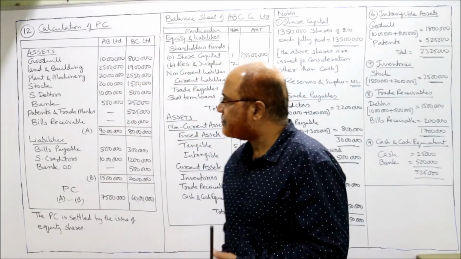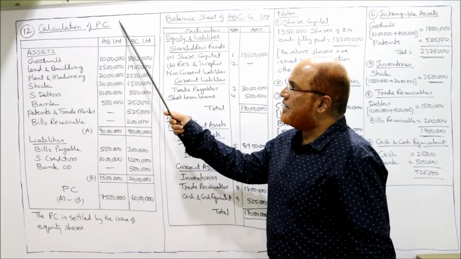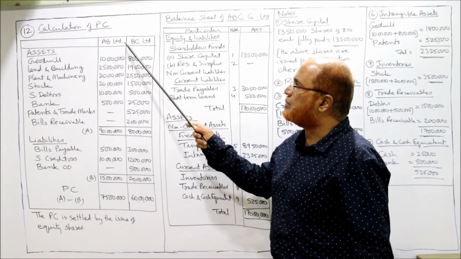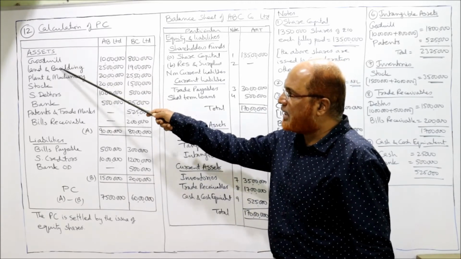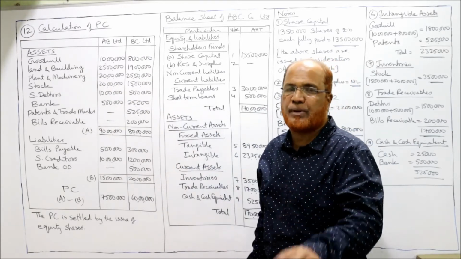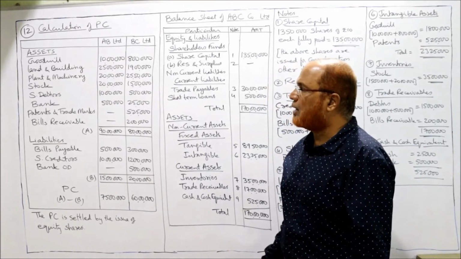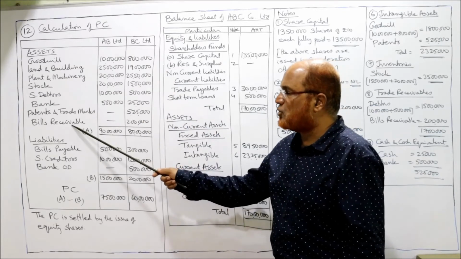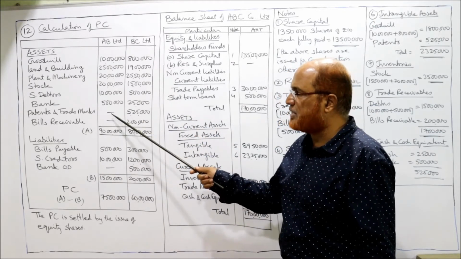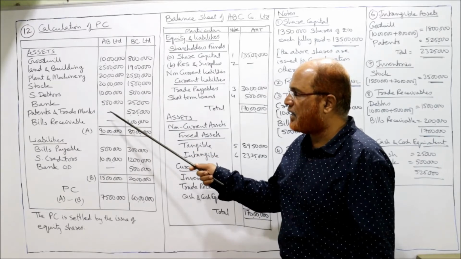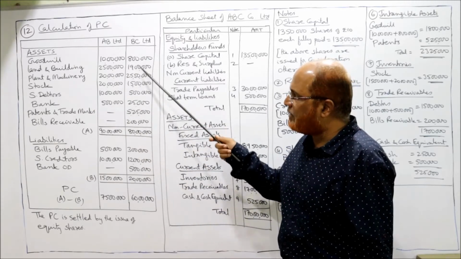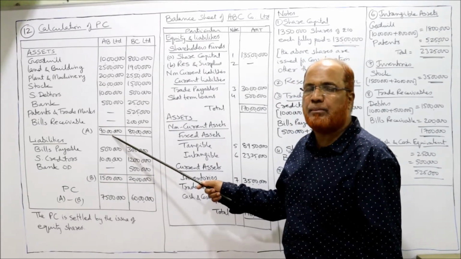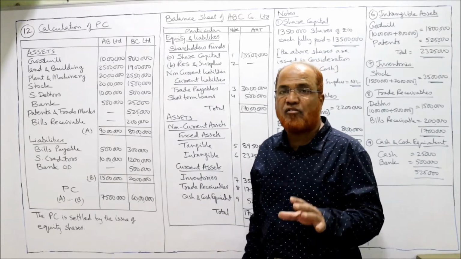Now see here. Calculation of PC. Assets: all the assets of AB Limited and BC Limited. We have opened two columns, AB Limited, BC Limited. We have taken all the assets given in the balance sheets of both the companies. Here patents and trademarks are given only for BC Limited, and bills receivable are also given only for BC Limited. We don't have bills receivable or patent and trademark in AB Limited. All the other assets are in both the companies. We have taken the total: 90 lakh is the total asset of AB Limited and 80 lakh is the total asset of BC Limited.